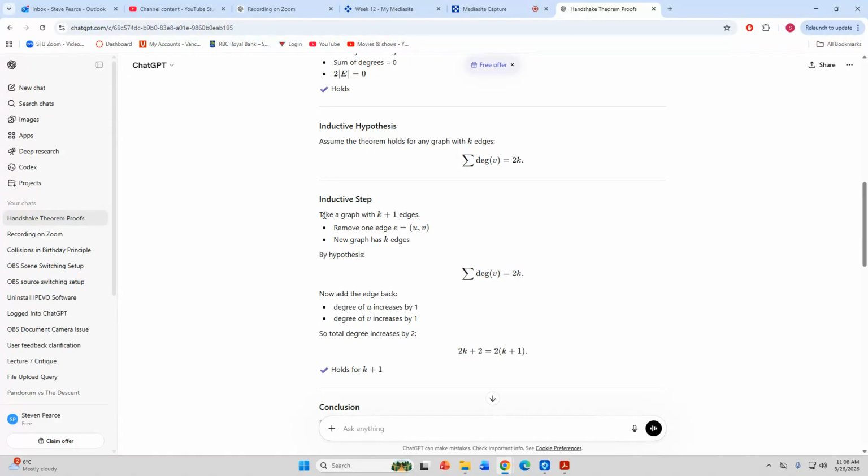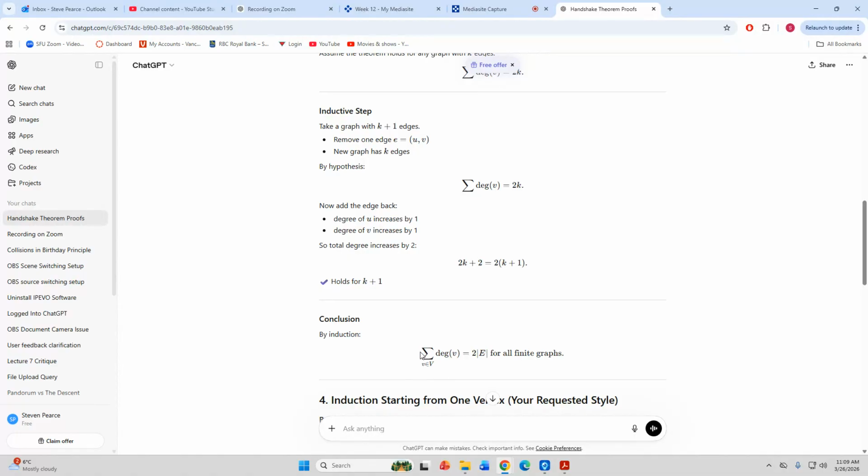Add the edge back. So the graph with k plus 1 edges, remove one edge, E. That's what we always do, removing or adding edges, removing or adding vertices. So we build things up from the trivial case. Remove an edge, new graph has k edges, okay? By hypothesis, this is true. Now add the edge back. Degree of u increases by 1, no doubt about it. Degree of v increases by 1, so total degree increases by 2. Therefore, yes, it holds. The conclusion is that's fine.